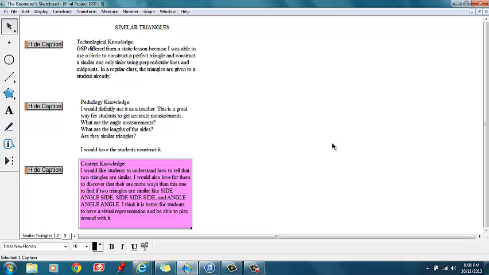The content knowledge, I would like students to understand how to tell that two triangles are similar. Obviously, that's the point of this. I would also love for them to discover that there are more ways than just this one that I'm going to show to find if two triangles are similar. For example, you can use side angle side, side side side, or angle angle angle. Like I mentioned, I think it's better for students to have a visual representation and be able to play around with it.